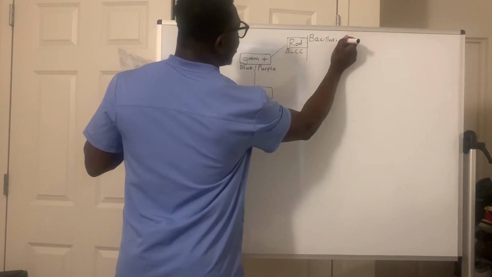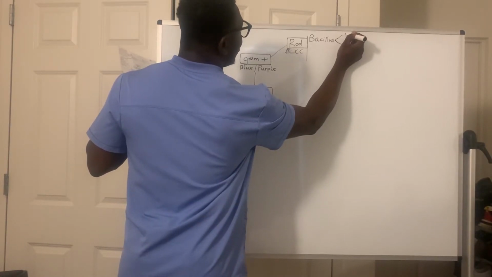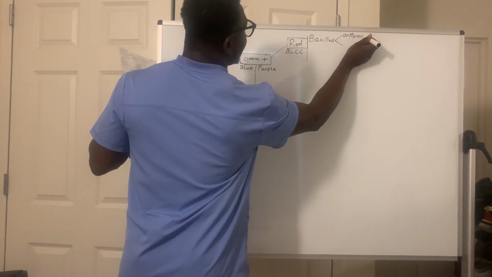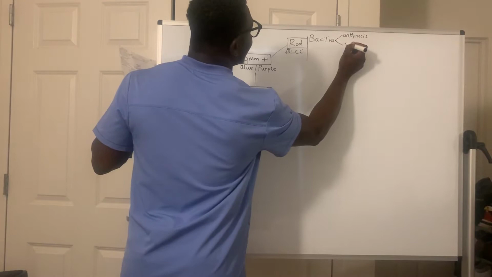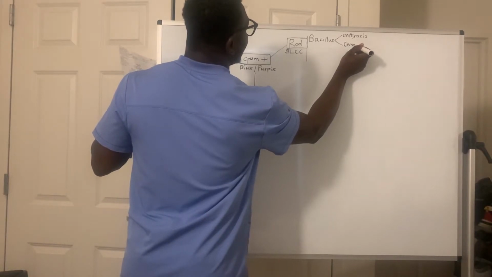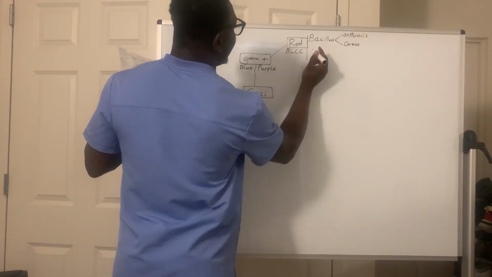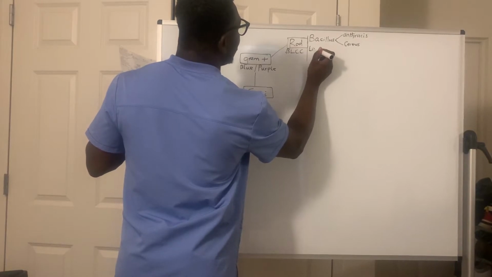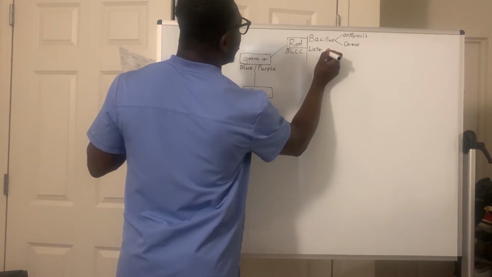For bacillus, remember we have two types. We have Bacillus anthracis, and then we have Bacillus cereus. All right, and then the L is for Listeria. So Listeria monocytogenes.